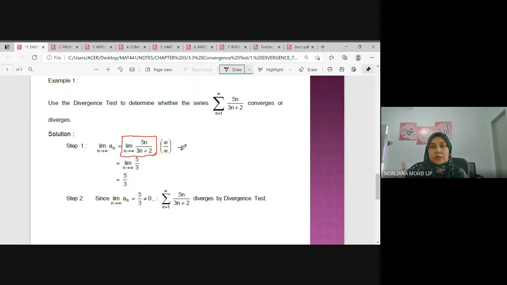So we apply infinity over infinity, we apply L'Hopital rule. You all kena ingat lah. Yang ni kalau infinity over infinity, apply L'Hopital rule. Okay, dia ada indeterminate form kan. So kena ingat yang topik sebelum ni, macam mana kita nak cari ada indeterminate form tu. Okay, so we using L'Hopital rule, we differentiate the numerator and denominator separately. Kita differentiate. So 5/3. So the limit of an when n approach infinity is 5/3.